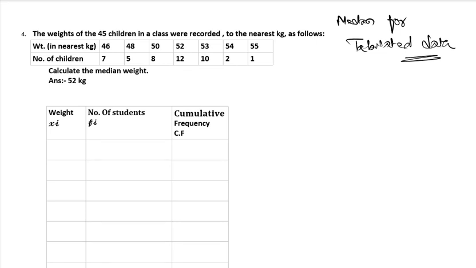Median for tabulated data. Tabulated means the data which is put into a table. Means there are observations and then there is frequency as well. Observations are not in class intervals, they are individual, but there is a frequency as well. So it is called tabulated data, and in this kind of data, to find the median, the first step is to construct a cumulative frequency table. Construct a CF table or cumulative frequency table. Let's do it.